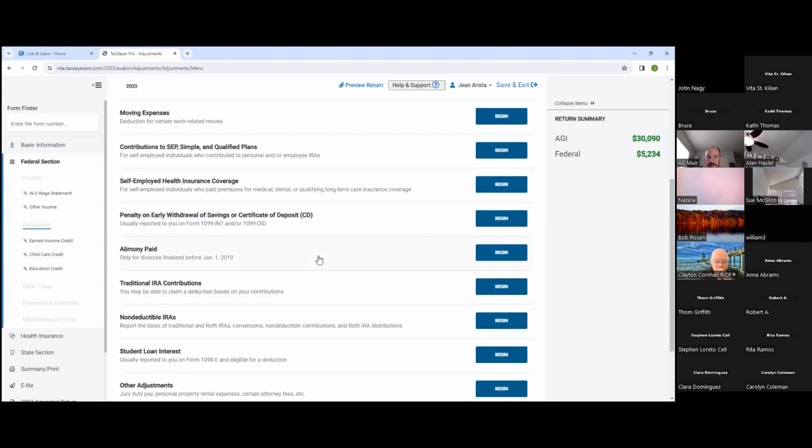You might have alimony paid. I see more and more of this in the VITA program. The rules were different. If you have a divorce before January 1st, that means alimony paid. You can take what is called an adjustment to income. Those new divorces, this doesn't exist anymore.